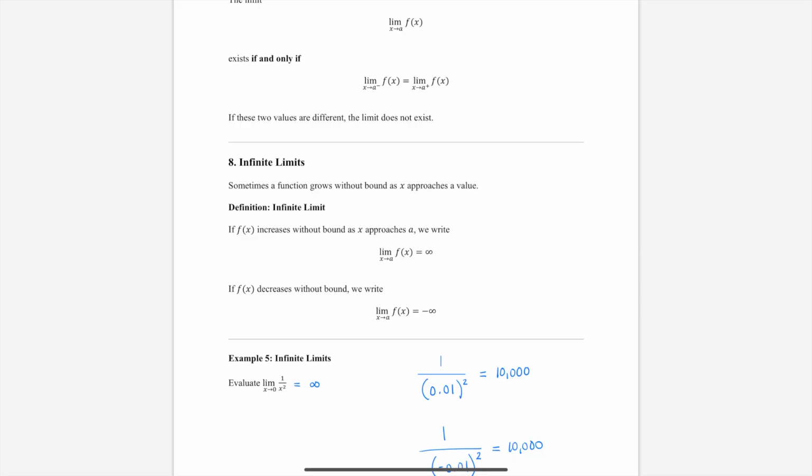So today, we learned two important ideas. First, a two-sided limit exists only if the left-hand limit equals the right-hand limit. Second, if the function grows without bound, we describe it using infinite limits. And remember, infinity and negative infinity describe the behavior. They are not a real number.